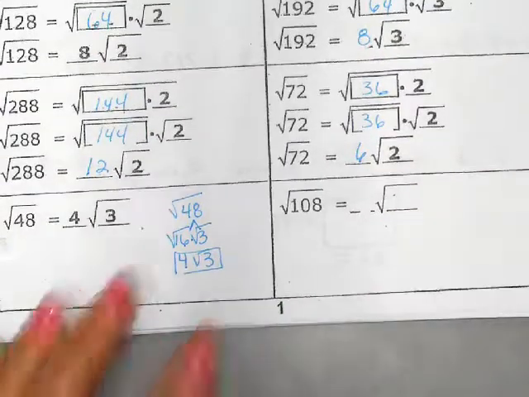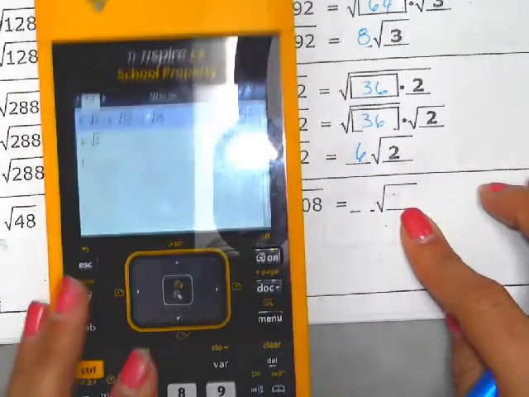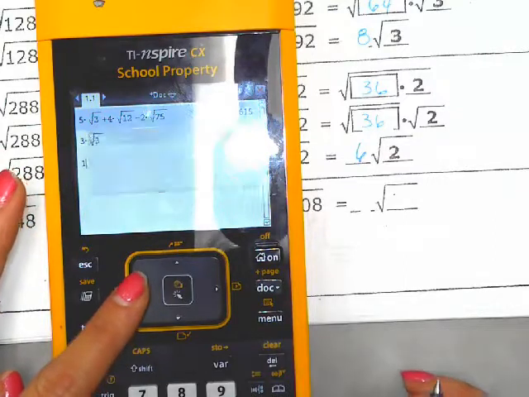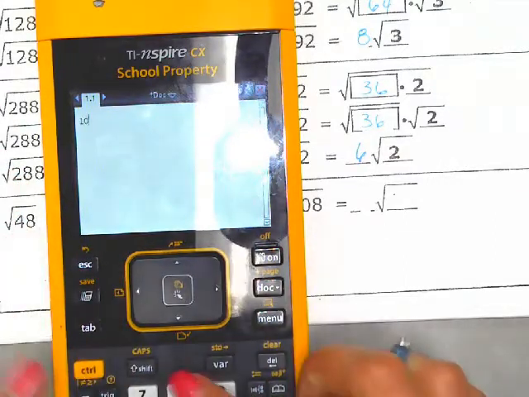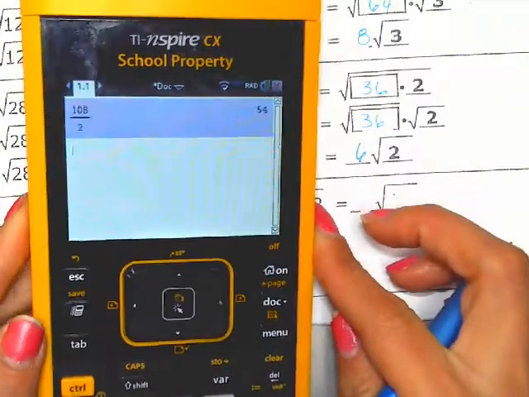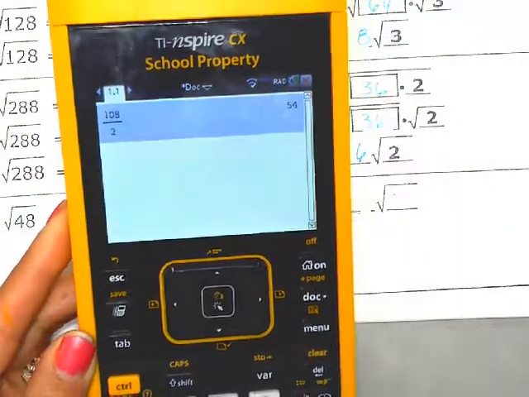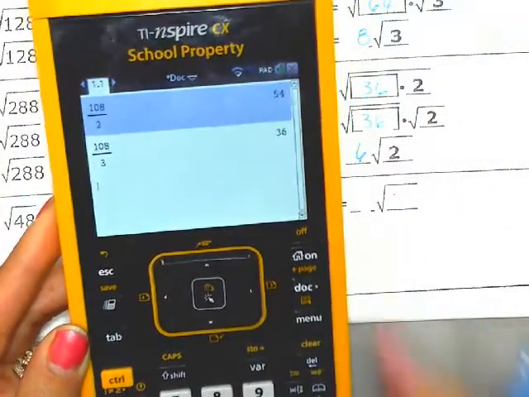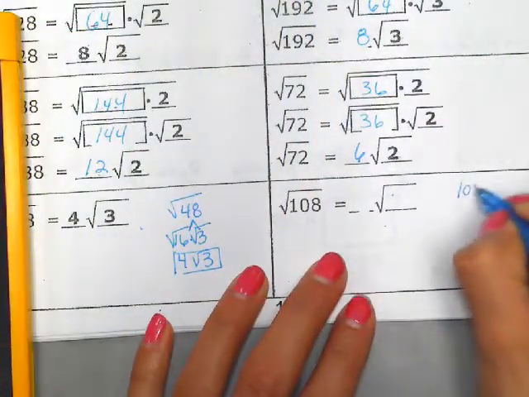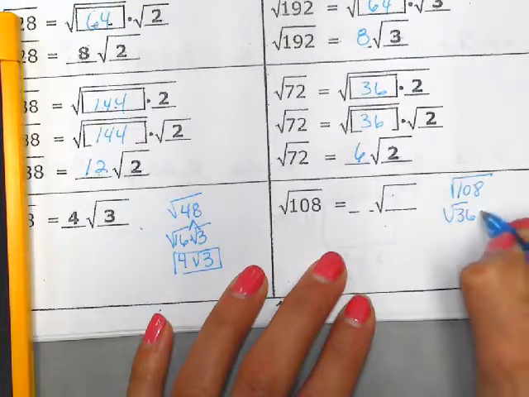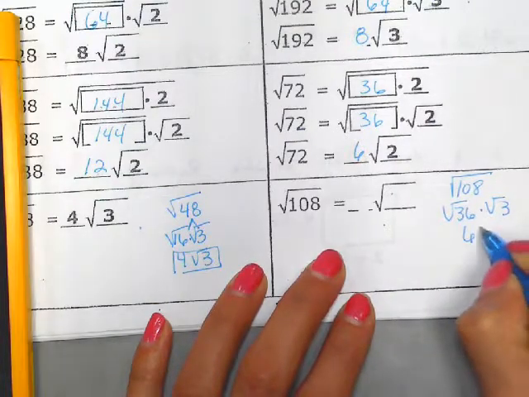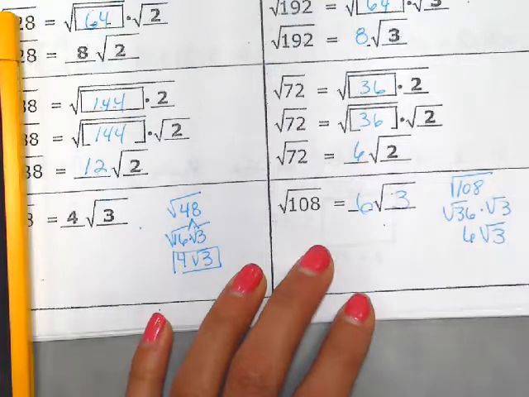108. When you don't know what to break them into, I suggest you always start with dividing it by 2, just in case you're not sure. So we're going to go 108 divided by 2. Okay, well, 54 is not a perfect square number, so that's not going to be our answer. So then let's go 108 and 3. 36. 36 is a perfect square number, so 108 can be broken down to the square root of 36 times 3. Well, square root of 36 is 6, so my answer is 6 square roots of 3.